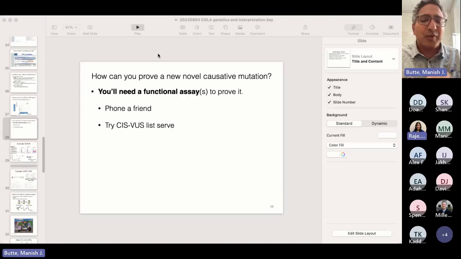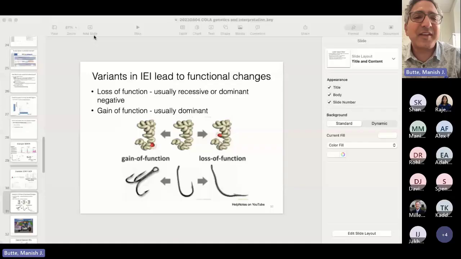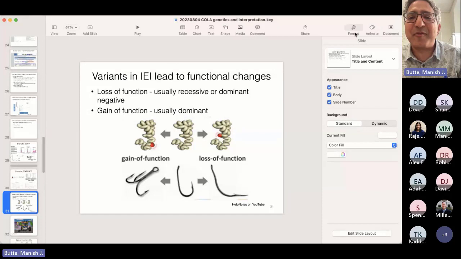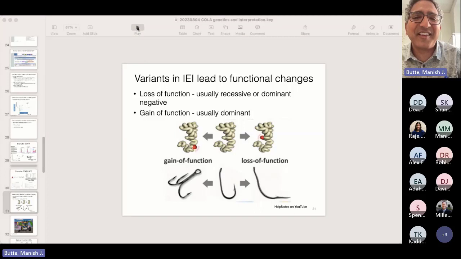Hey, Manish. Go ahead. I don't know if your slides were advancing. Are you able to see the keynote? Now we can. Now does it look like a full screen? With a picture, with the fish hooks?